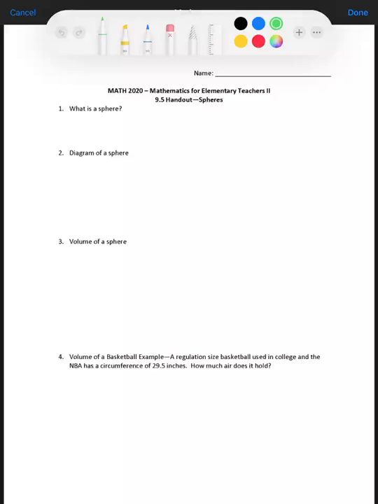To the section on spheres, section 9.5 from the book. And this is the handout, and we'll go through the handout in this video. First of all, we need to determine what is a sphere. We need to remember or decide.